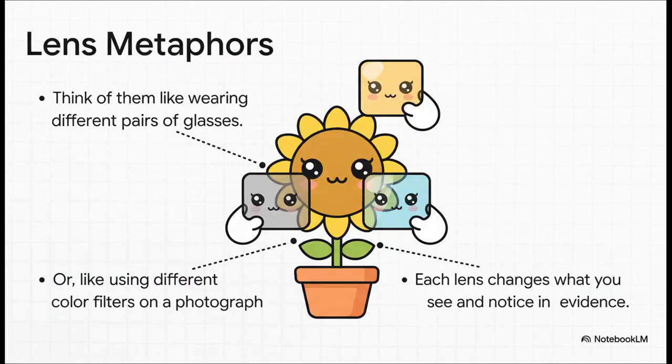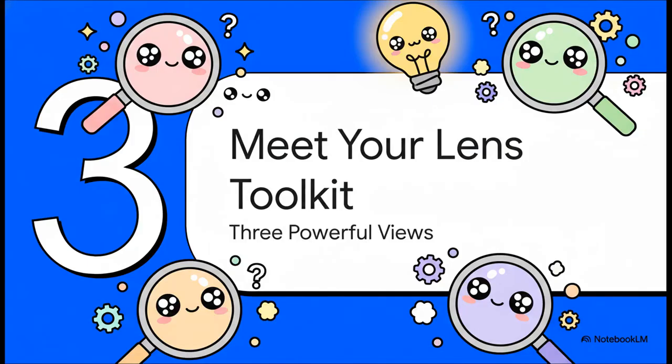It's kind of like using different filters on a photo on your phone. The picture itself doesn't change, right? But if you slap on a black and white filter, suddenly you're noticing all the shadows and shapes. A vintage filter might bring out the warmth and texture. Critical lenses, they do the exact same thing for your evidence. So for today, we're going to focus on 3 really powerful lenses that you can add to your analytical toolkit right away.